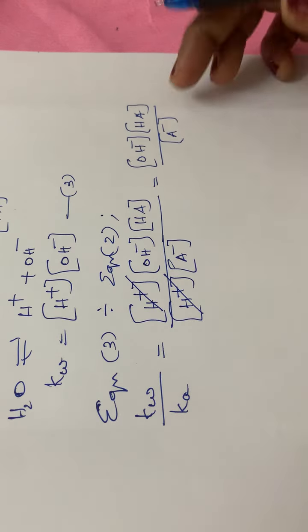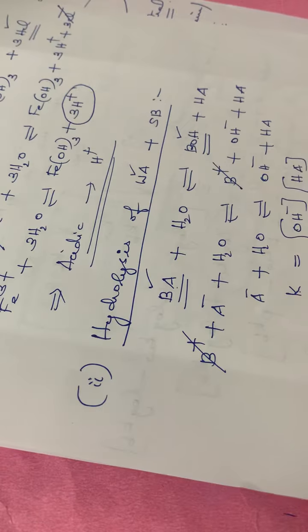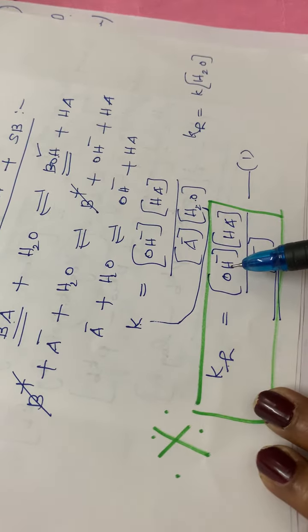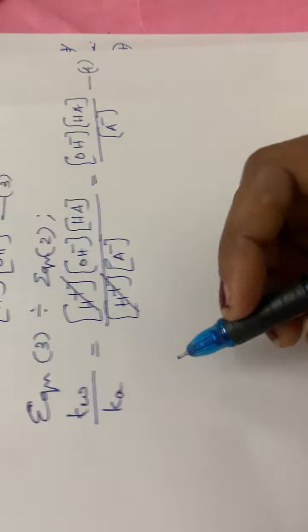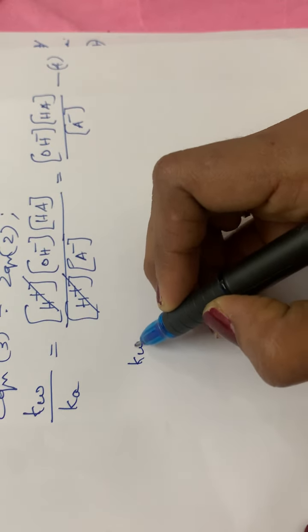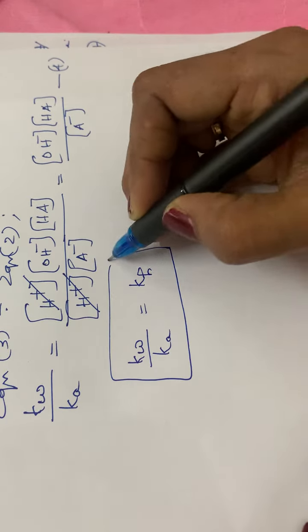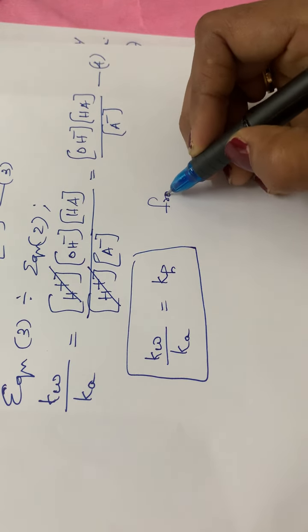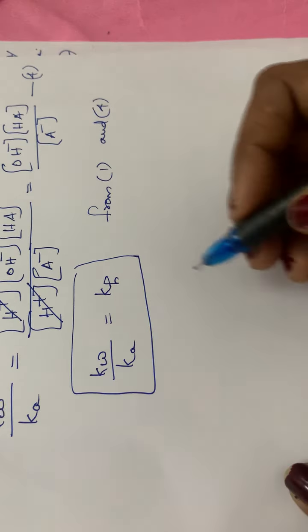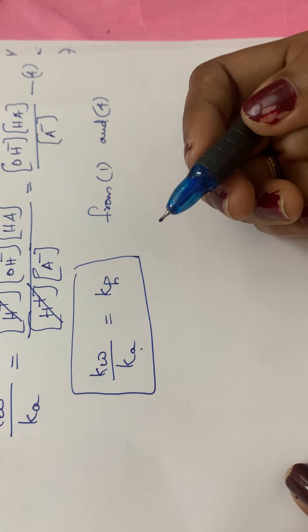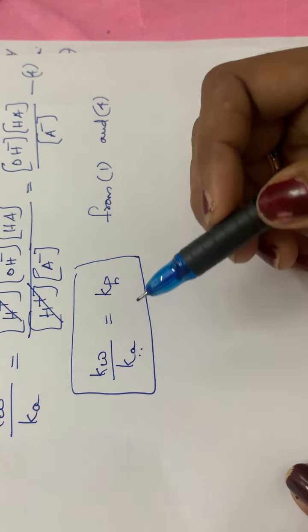Put it as equation number 4. This equation number 4 is the same as the hydrolysis constant, OH minus into HA divided by A minus. So therefore Kw by Ka is equal to Kh, from equations 1 and 4. Again Kh is equal to Kw by Ka, an almost similar equation. In the previous case it was Kh is equal to Kw by Kb.